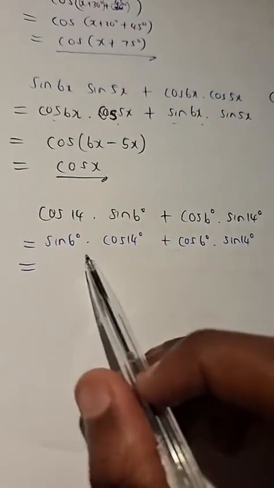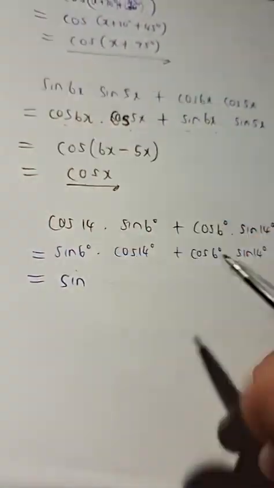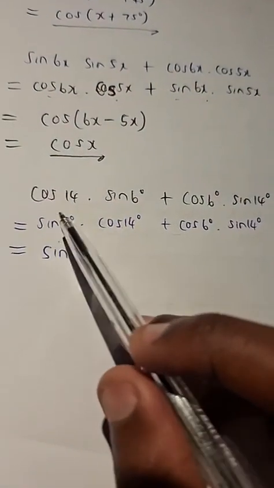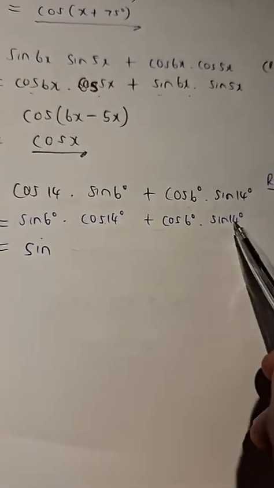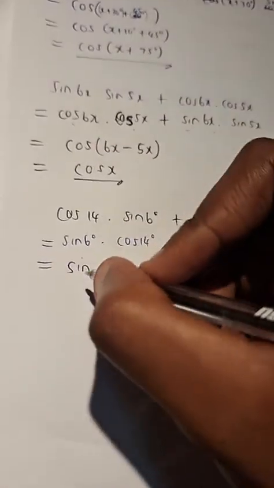Now, because it's sine cos, cos sine, I obviously know that the compound is sine. Why do I know it's sine? It's because it's sine cos, cos sine. This is the A, this is the B, this is the A, this is the B. So it makes perfect sense.